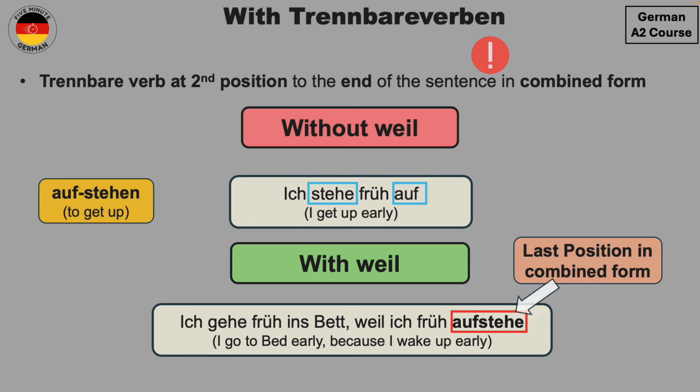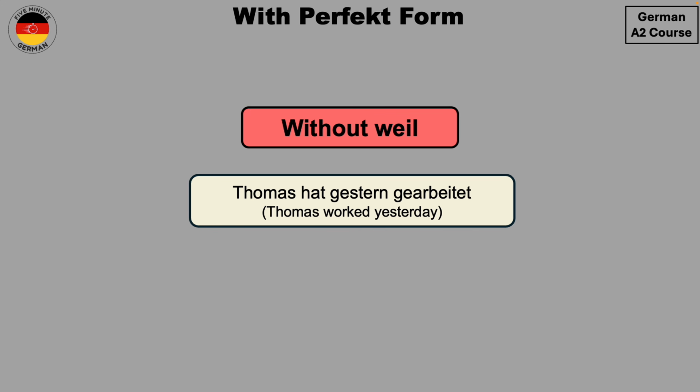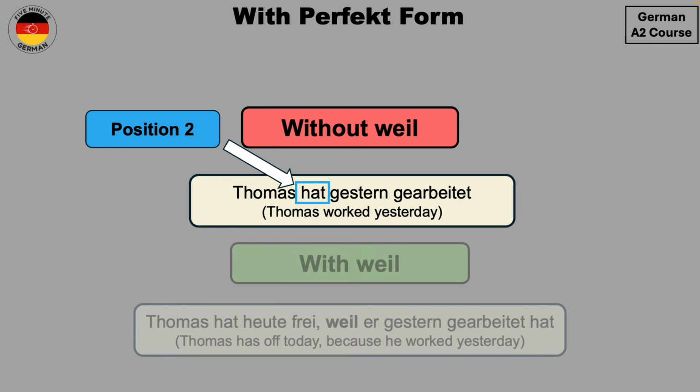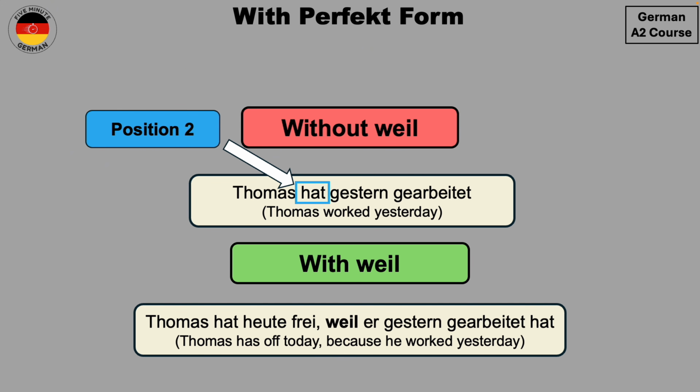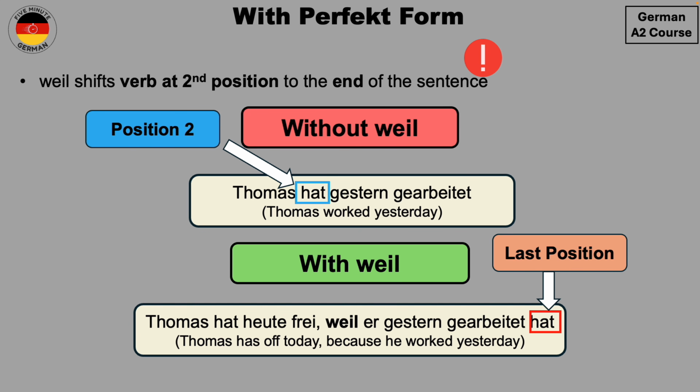Now let's take one more example with the perfect form. An example will be Thomas hat gestern gearbeitet. Thomas worked yesterday. In this sentence, we have the verb hat at position 2. Now we know what happens when we use weil, and that is that the verb which is at the second position goes to the end of the sentence. So the sentence with weil will become Thomas hat heute frei, weil er gestern gearbeitet hat. Thomas has off today because he worked yesterday. And you see that hat goes to the last position.